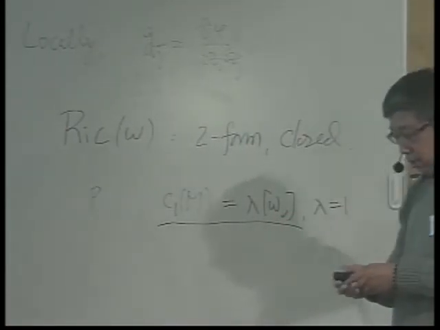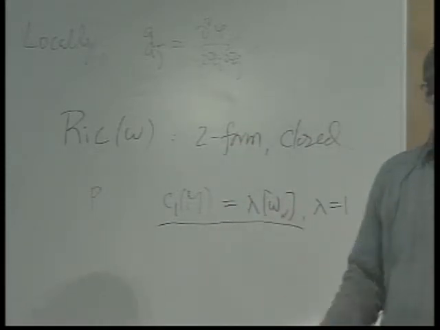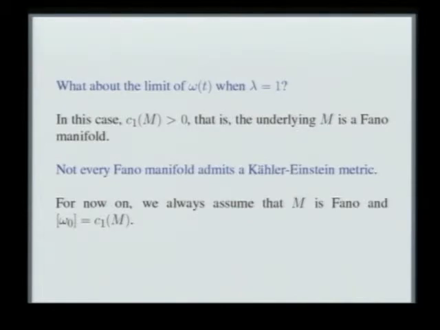Okay, so in other words, this underlying space is called a Fano manifold. In two dimensions they are called del Pezzo surfaces. In three dimensions, Fano and others classified all the three complex dimensional manifolds with this condition, with a few exceptions he missed. So not every Fano manifold admits a Kähler-Einstein metric. So from now on, we will make this assumption here.